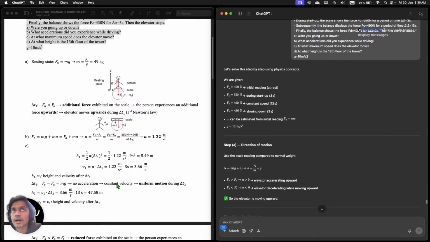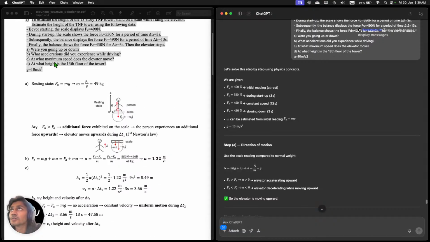How did you calculate the height? What acceleration did you experience while driving? Change in force by mass. Change in force by mass. What is that exactly?